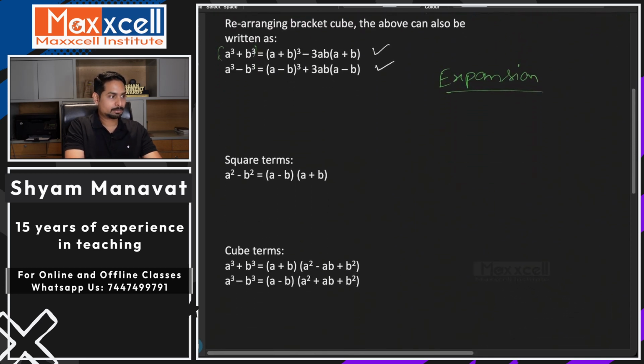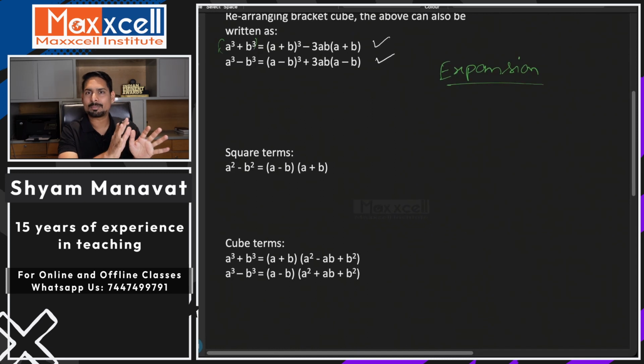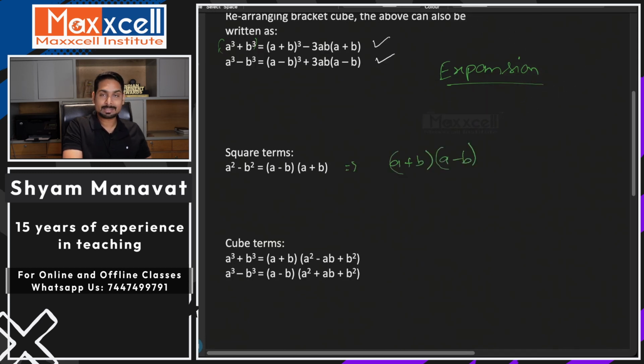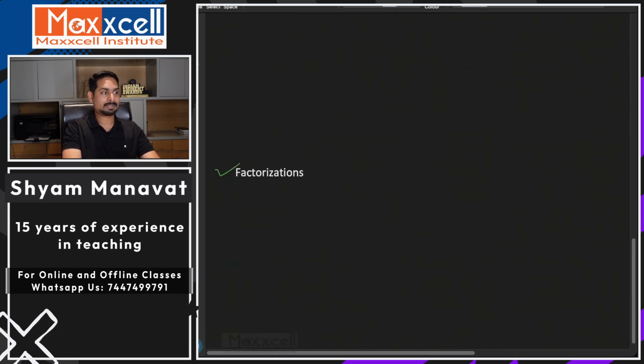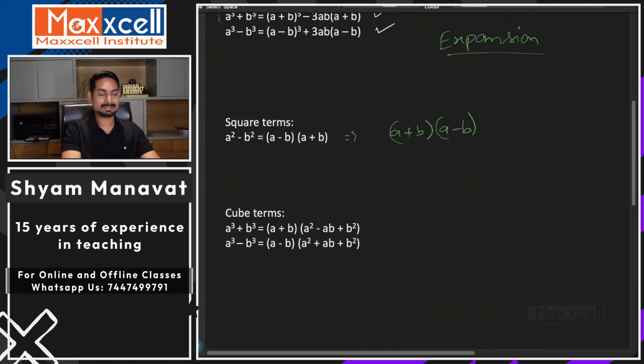Square terms. So you have a square minus b square, very famous, very commonly used. I am sure you must have used it many times in your school also. So a square minus b square is (a minus b) into (a plus b). Yes, many people write it like (a plus b) into (a minus b). I know the outcome is the same, but I still advise you to write it (a minus b) into (a plus b). I will tell you the reason for this later in the factorization section of this particular video. So I will discuss this in detail.